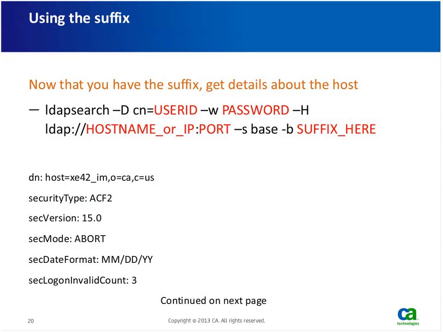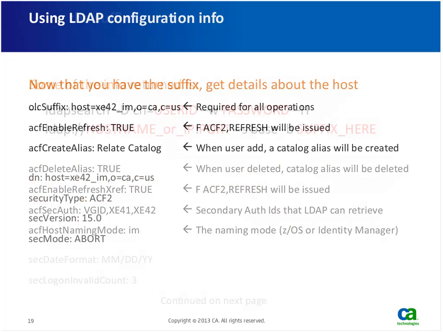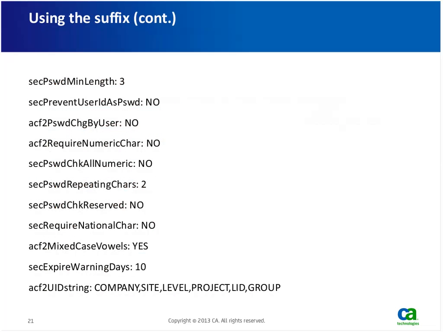so from that screen, let me back up one screen here. From the first line where it has the suffix, I can now query that specific suffix and find out very detailed information about that ACF2. So in this case, we find that it's ACF2 version 15, it's running in abort mode, date format, number of invalid logons before it will suspend the ID, minimum password length, and lastly, the UID string. So using LDAP, you can actually get quite a bit of information about the security product you're interacting with, some of its configuration parameters, and have your programs and applications more dynamically interact with LDAP. So as its version goes with ACF2 or Top Secret versions, new fields and functionality are available that you can take advantage of inside your applications.